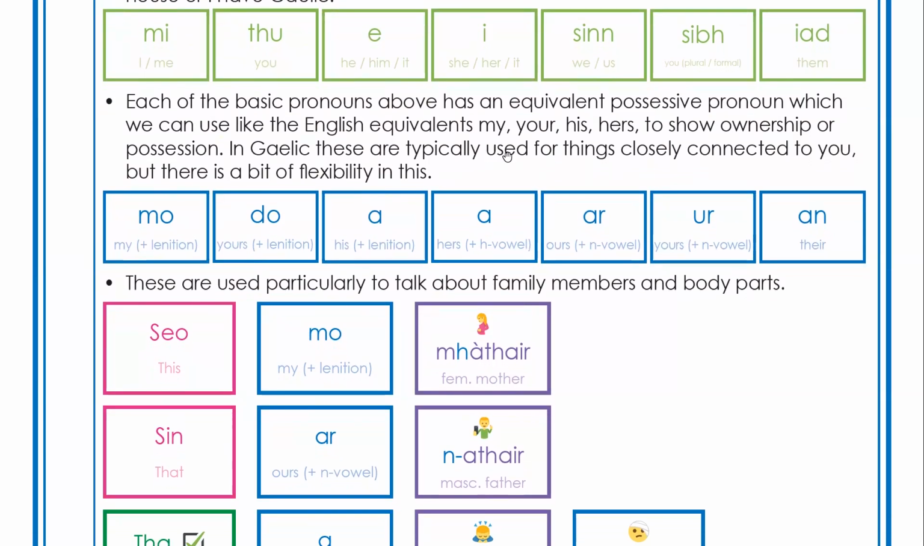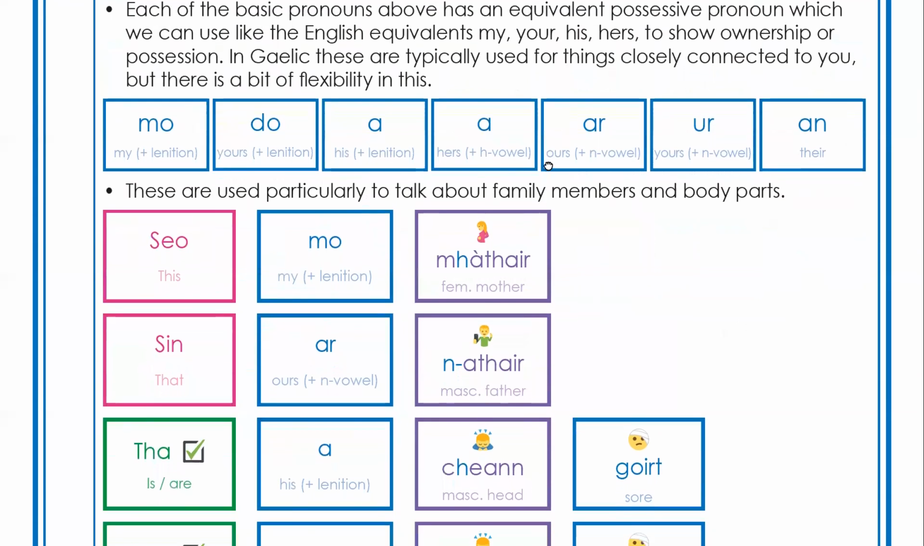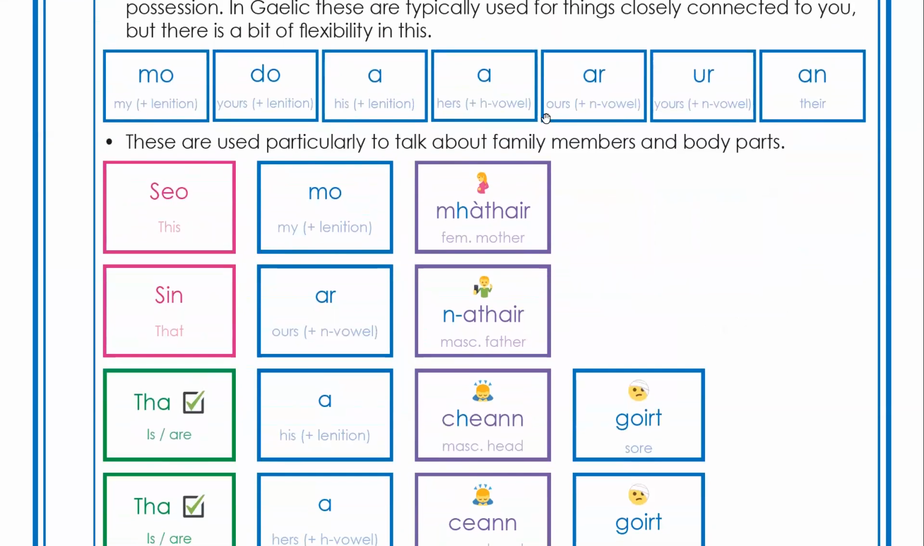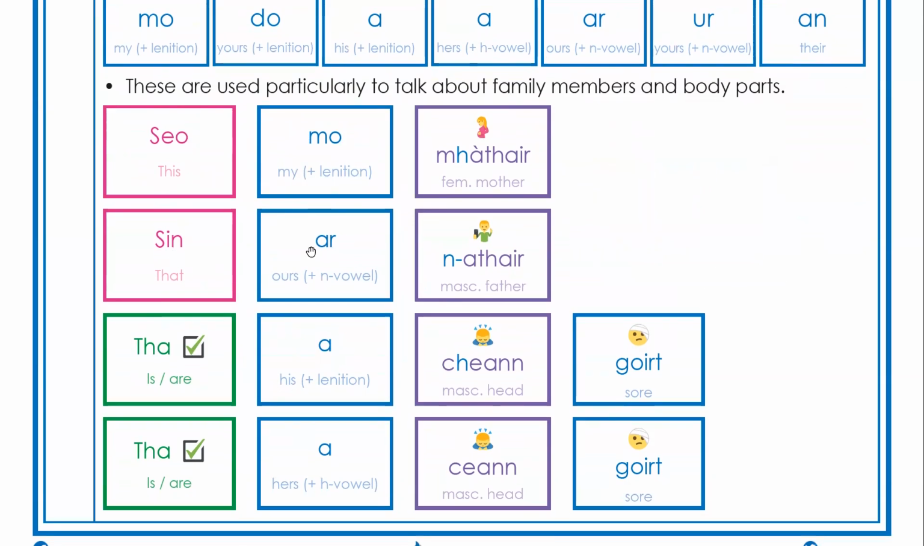In Gaelic, these are typically used for things that are closely connected to you, but there's a bit of flexibility in that. You'll often hear that these are used for inalienable items, things that are attached to your body. It's true to an extent, but it's not a hard and fast rule, and you would use a mix of both in different circumstances. So, seo mo mhathair. This is my mother. Sin ar n-athair. That's our father.